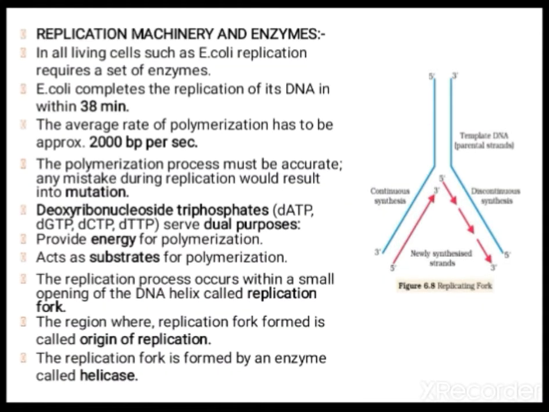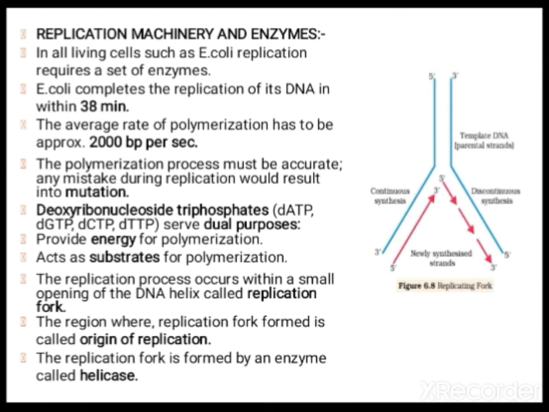For replication it needs some replication machineries. So when does the replication start? Mainly it occurs during cell division. Before cell division the number of chromosomes has to be doubled. That's why the replication occurs. For example, let us study E. coli. In E. coli, complete replication of its DNA occurs within 38 minutes. The average rate of polymerization is approximately 2000 base pairs per second.